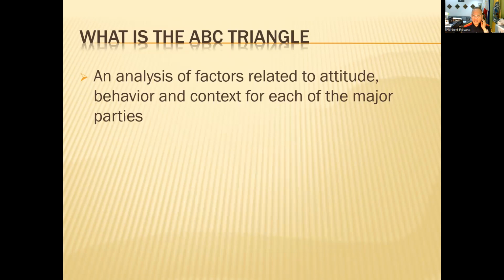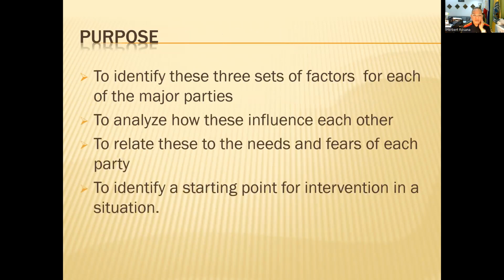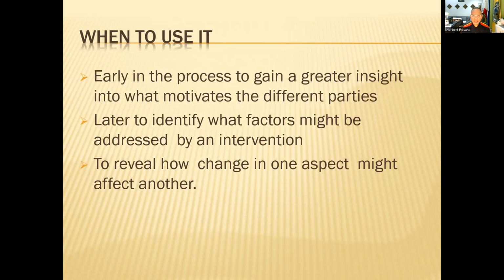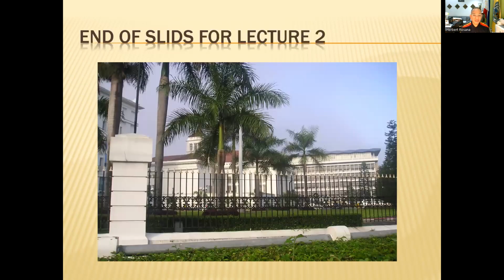Now, the ABC triangle is an analysis of factors related to attitude, behavior, and context for each of the major parties. And the purpose is to identify these three sets of factors for each of the major parties, to analyze how these influence each other, and to relate this to the needs and fears of each party, and to identify a starting point for intervention in a particular situation. You can use it early in the process, then later to identify what factors might be addressed by an intervention, and to reveal how change in one aspect might affect another.